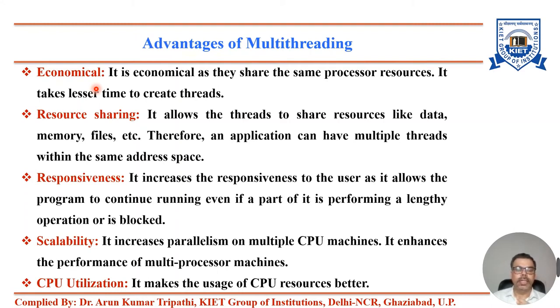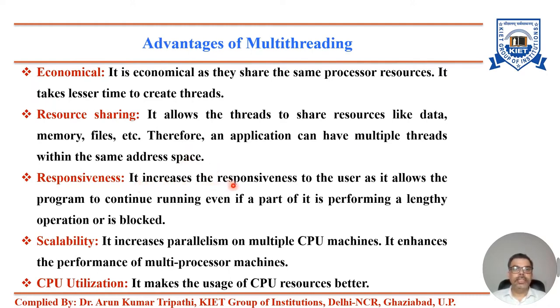Advantage of multi-threading: it is economical. It is economical as they share the same process resources. There is no need for a separate resource for a thread, and it takes less time to create a thread. Resource sharing, as we have discussed, is economical because it shares the same resources. It allows threads to share resources like data, memory, files, etc. Therefore, an application can have multiple threads within the same address space.